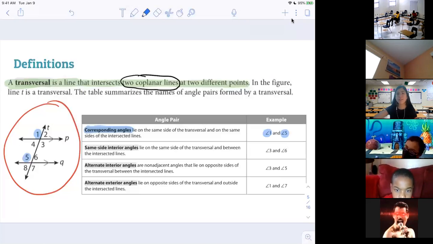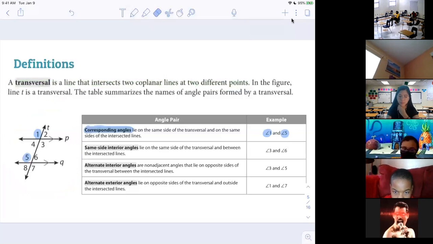Does the transversal line have to go diagonally through? Yeah. Good question. Yeah. So if you notice, P and Q are parallel to each other, and then the transversal cuts through them diagonally. So that's kind of how sometimes you can tell which one is the transversal if they don't tell you.